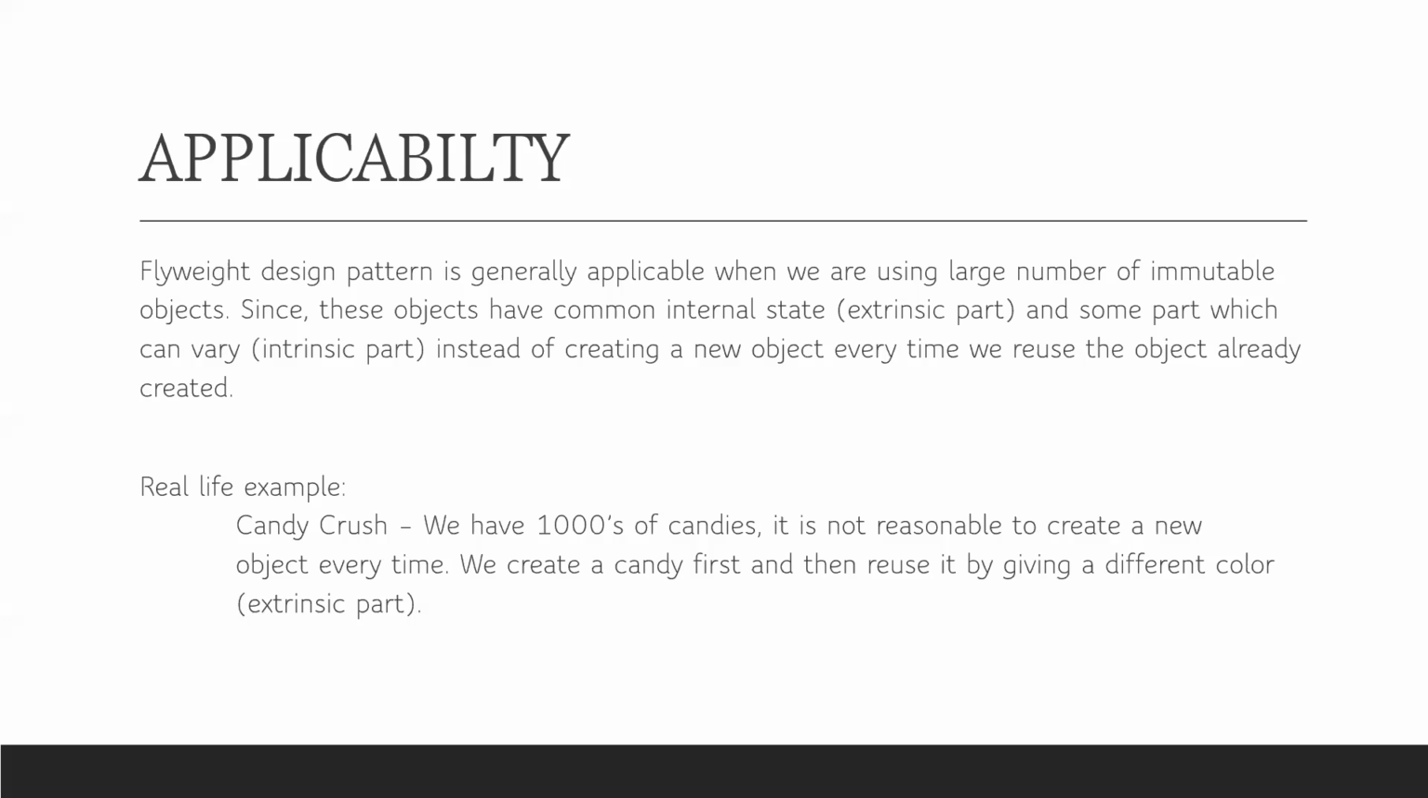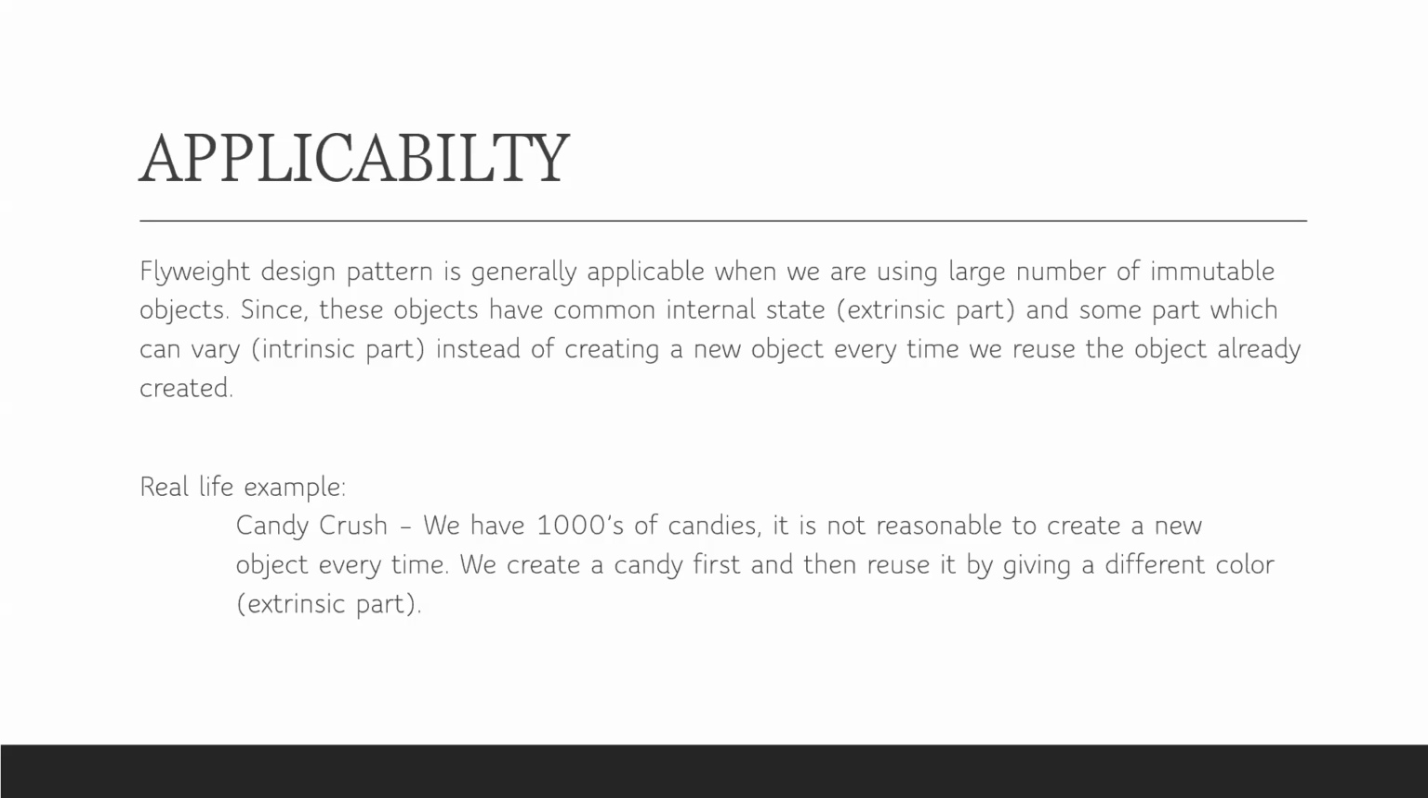Instead, we reuse it. Now, what is the applicability of the flyweight design pattern? It is generally applicable when we use a large number of immutable objects because they have a common internal trait, the intrinsic part, and some part which can vary, the extrinsic part. For example, in the bubble shooter game, the common trait was the size, and the part which could vary was the color, because the size was always the same for each and every bubble, and the color was different. So instead of creating a new object every time, we reuse the object that has already been created for us.